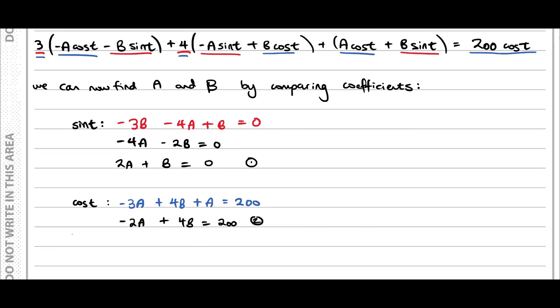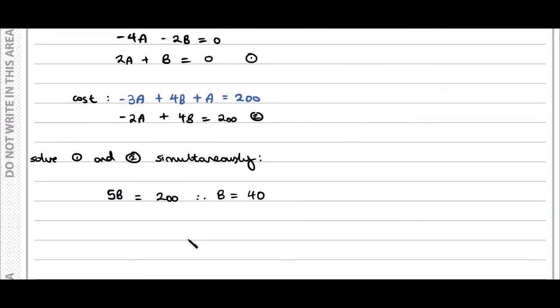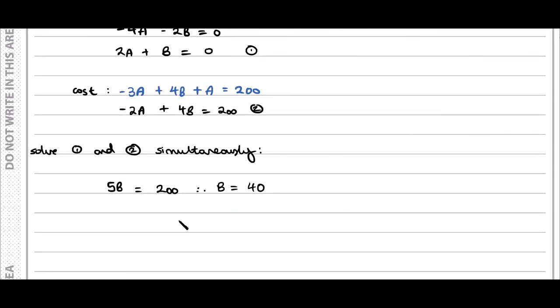And we can now solve equation 1 and equation 2 simultaneously. Doing so, adding the equations together, 5b is equal to 200, b is equal to 40, and when b is equal to 40, substituting into the first equation, it follows that we have 2a plus 40 equals 0, a is equal to minus 20.